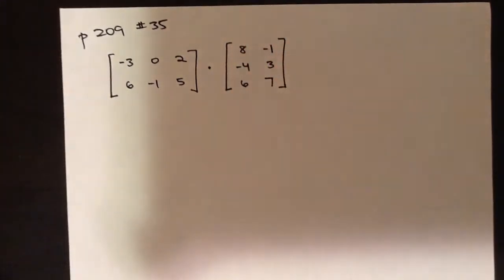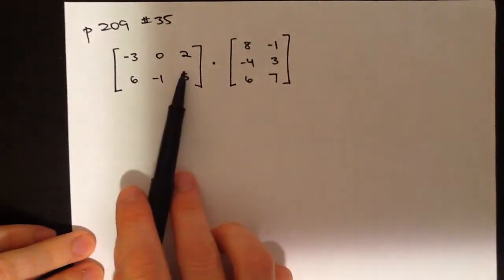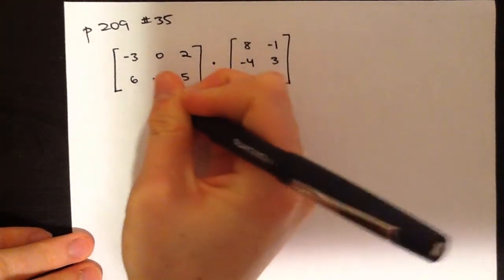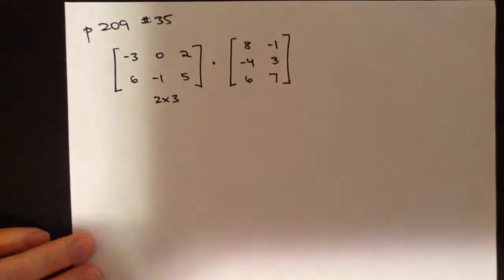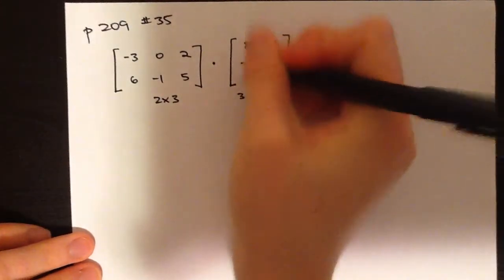Okay, so with matrix multiplication, the first thing you need to do is write down the size. So this one has 2 rows, those are the horizontal ones, and 3 columns, those are the vertical ones. So this is a 2 by 3. This one has 3 rows, again, the horizontal ones, and then times 2 columns.